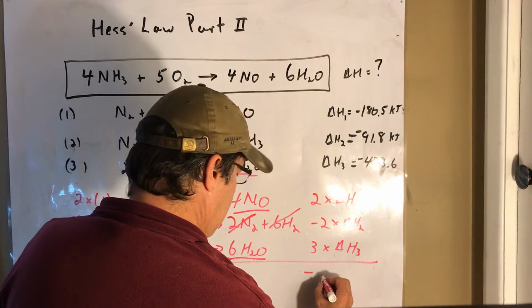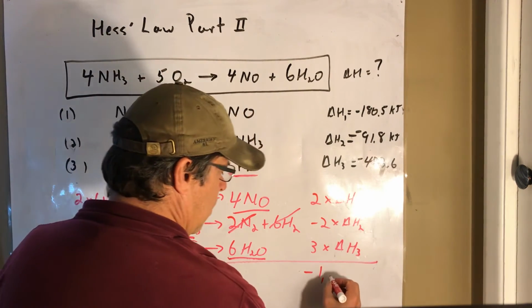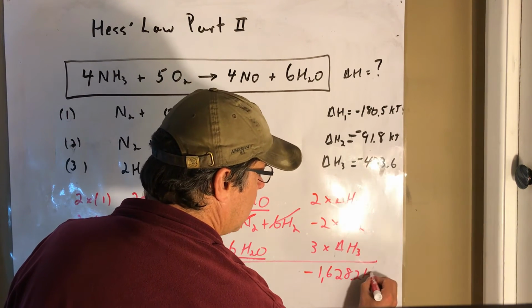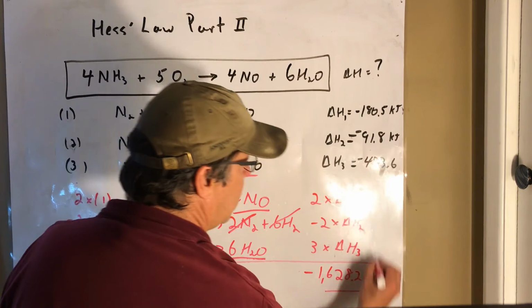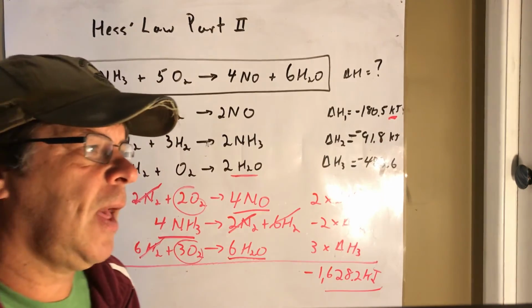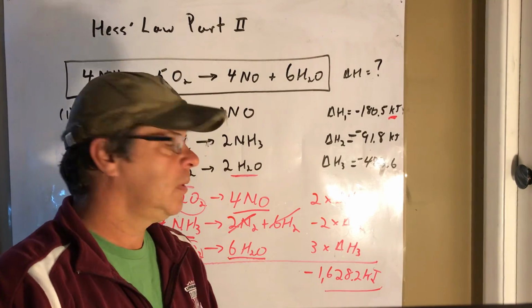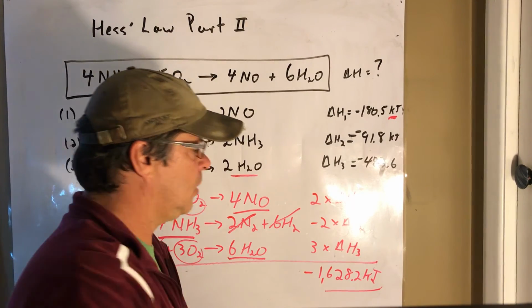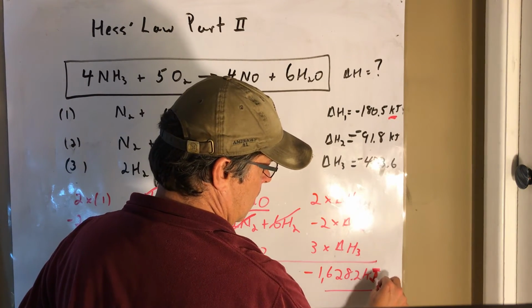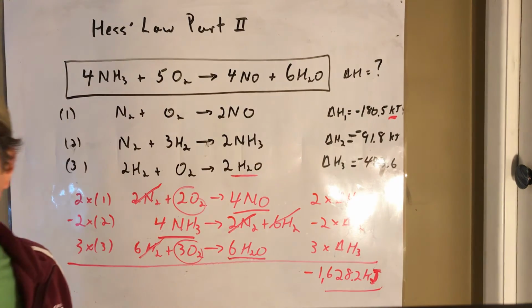This should give you negative 1,628.2 kilojoules. Just be careful with these units. Sometimes it could be kilocalories, calories, joules. In this case, it's kilojoules. That doesn't even look like a J, does it? This reaction's exothermic.